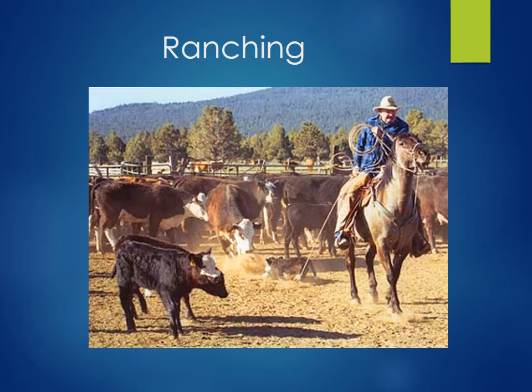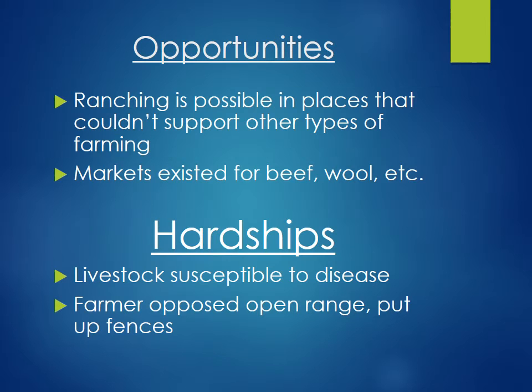Next, we have ranching, and ranching becomes big business in the Central Plains as well. Some opportunities: ranching is possible in places that couldn't support other types of farming, so large ranches became very important. Also, markets in the east existed for beef and for wool from sheep herders. So there were a lot of opportunities to make money with your cattle and with your beef and with your sheep.